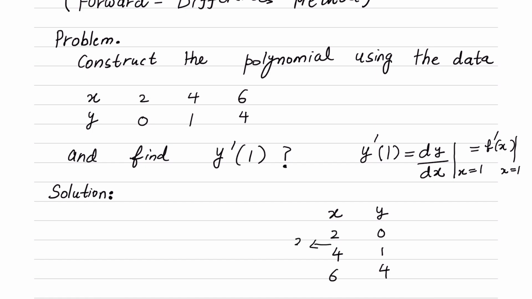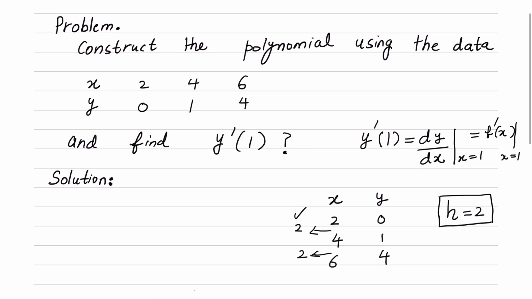4 minus 2 is 2. 6 minus 4 is 2. So the difference between every two consecutive x values is the same all along the data, which is 2. Here h equal to 2. This 2 is the class step. So this data is equally spaced. So we have a choice to use either the forward differences method or the backward differences method.